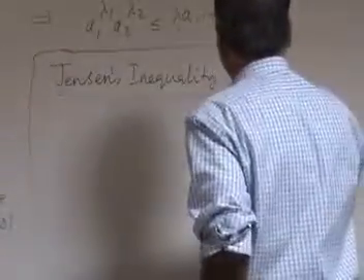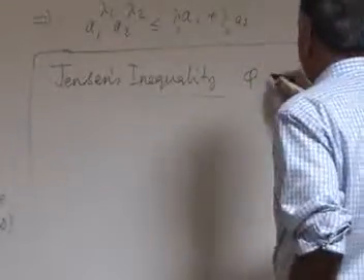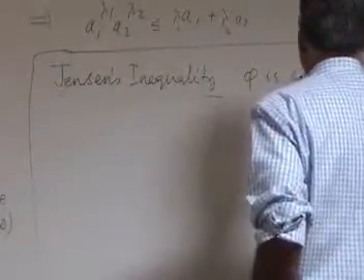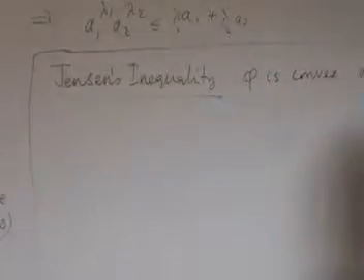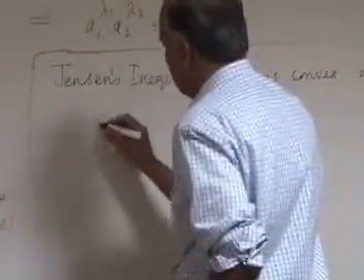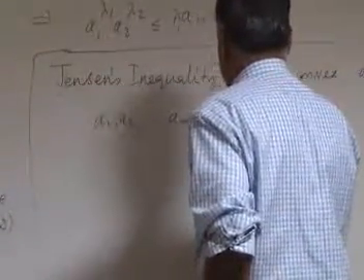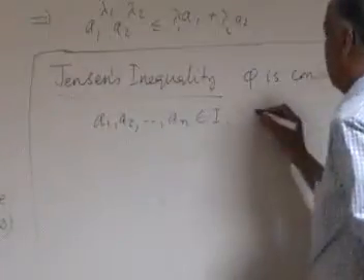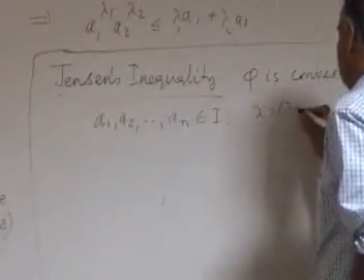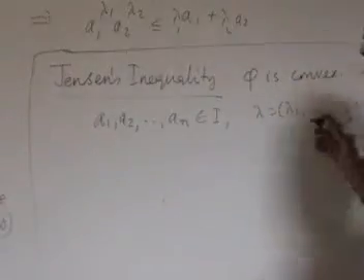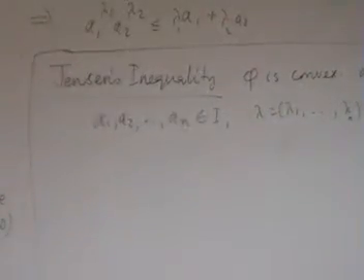So let's say it is okay. Let's say phi is convex on an interval I. Then a1, a2, ..., an belong to I, and lambda equal to lambda 1, lambda 2, ..., lambda n, as before, is non-negative. This is a probability distribution, summation lambda i equals 1.